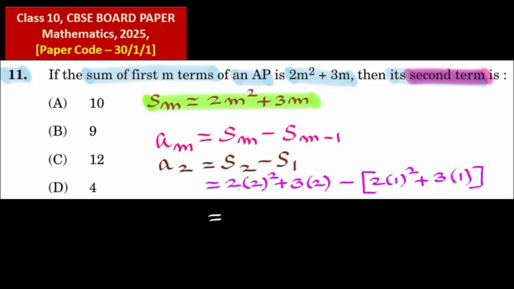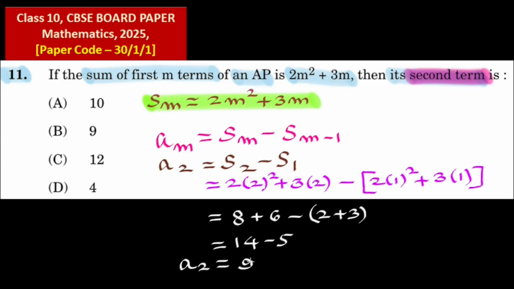That will be 4 into 2, 8, plus 3 twos are 6, minus 2 plus 3, 14 minus 5. So the second term A2 will be 9. Hence the correct answer option here is B, 9.